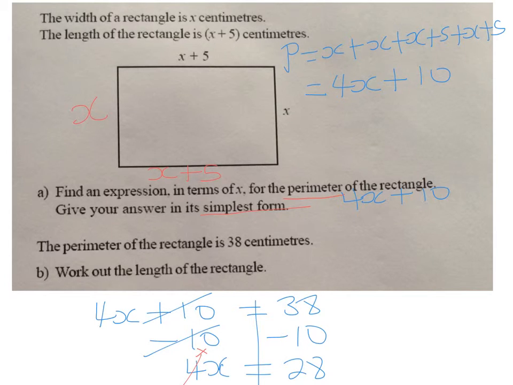So, work out the length of the rectangle. The length is x plus 5. Remember, if I go back, this is the length, x plus 5. All we've got to do is replace this x now with 7. So this should now say 7 plus 5, which is 12. So the length equals 12 centimeters. Okay? You can put centimeters on the top as well.